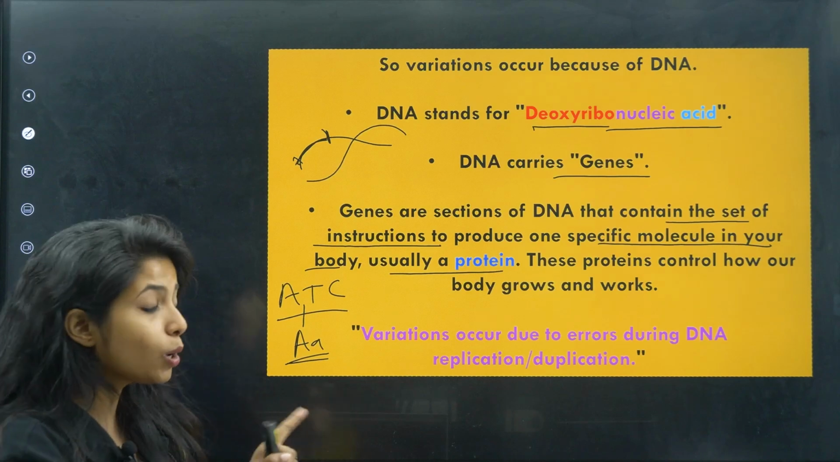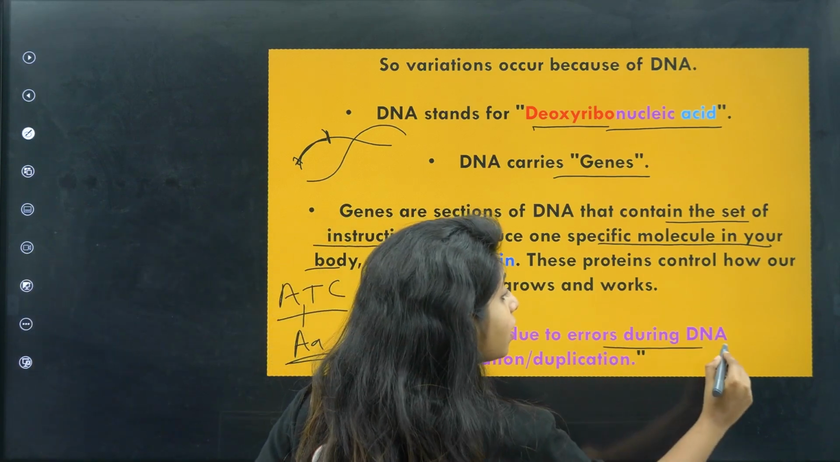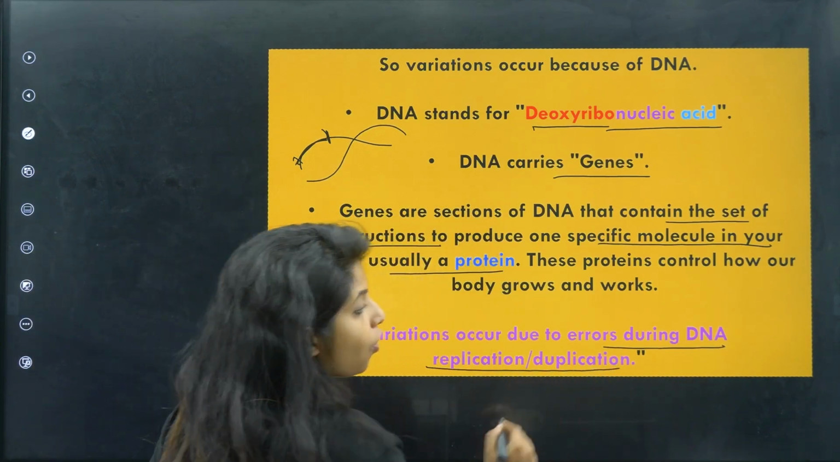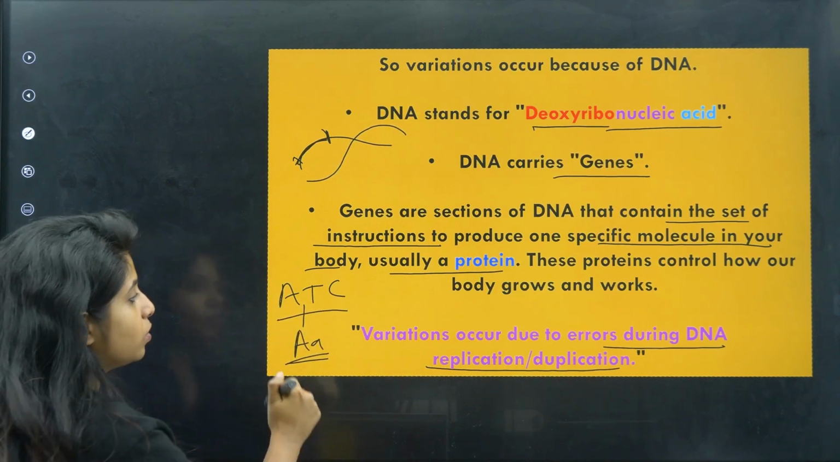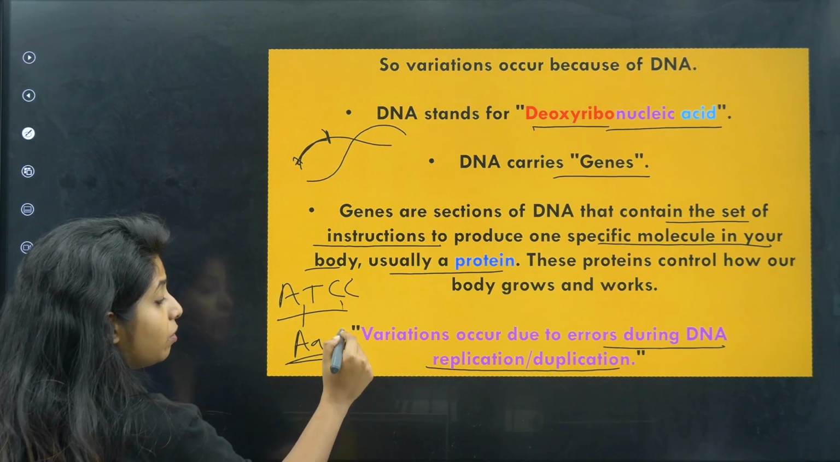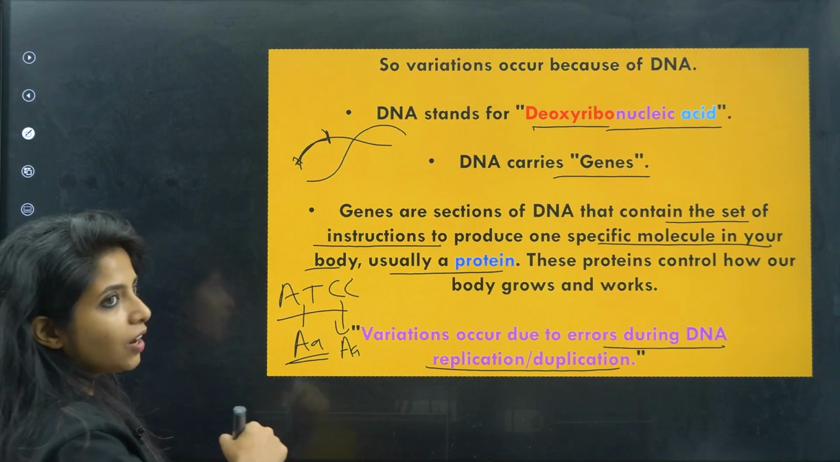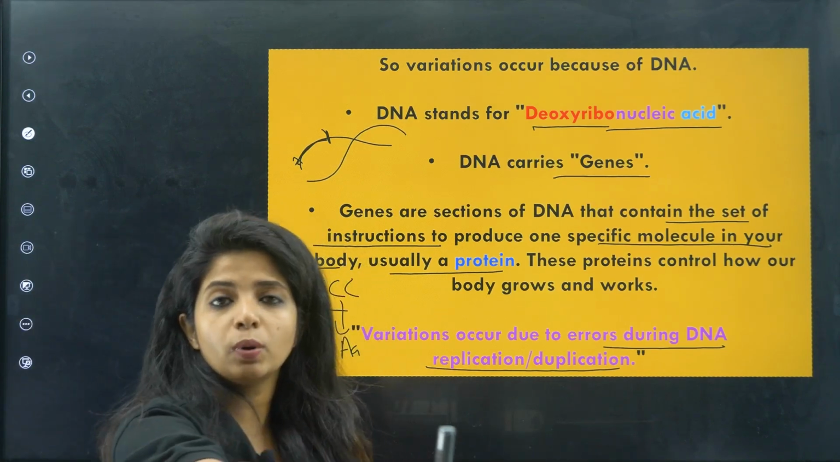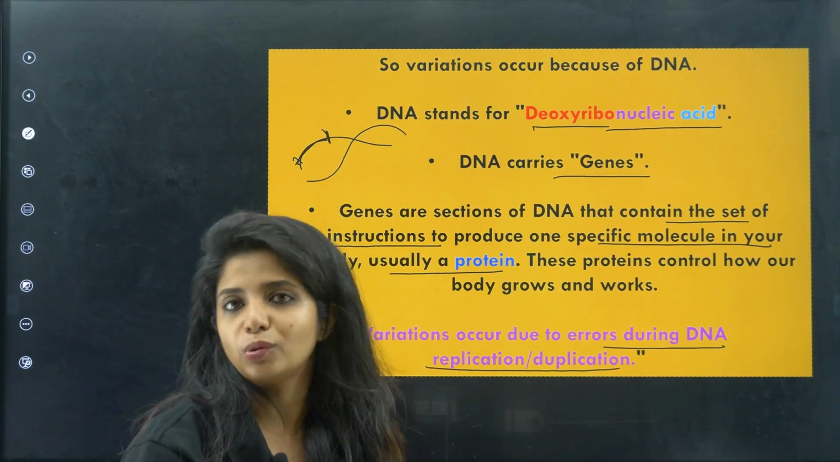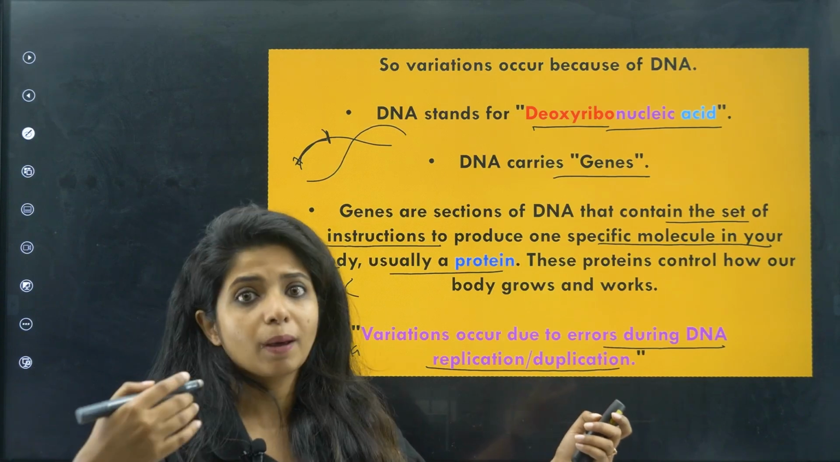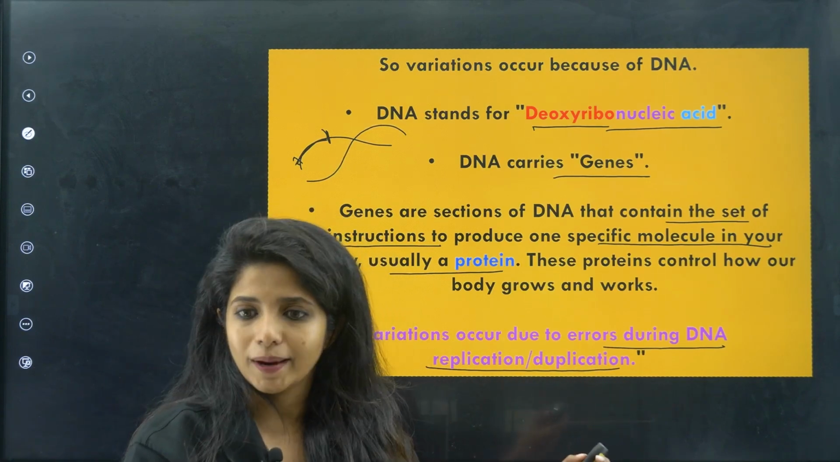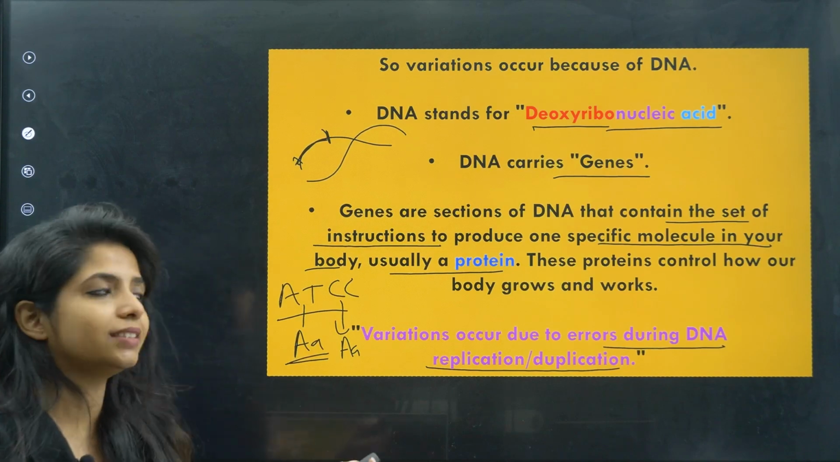Now variation, how does that occur? It occurs due to errors during DNA replication or duplication, such that when errors are occurring, this code will be changed to something else, and they will be forming some other amino acid, and obviously this will change the sequence of amino acids and give rise to some other protein. Now it can be good or it can be bad. Sometimes it's bad, that's when probably people can get cancer as well, or some other disease.